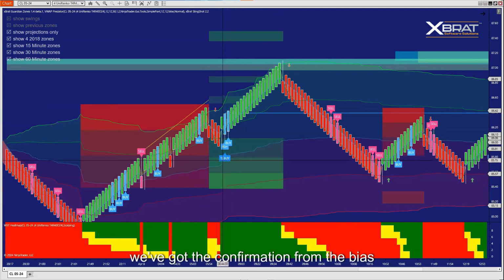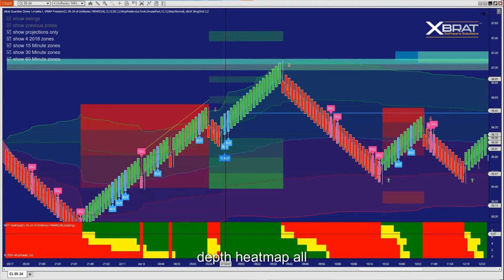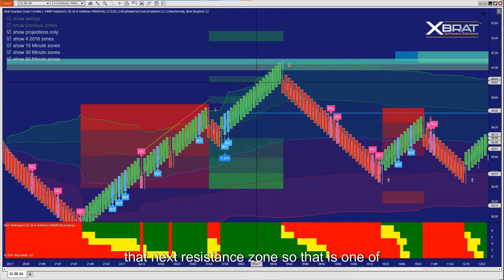We've got the confirmation from the bias depth heat map. All 6 time frames are green. 2 different signals from different strategies. Got the confirmation. There's target 2. We've got fresh air up to that next resistance zone. So that is one of the premium trades that we'd look for in this confluence strategy.